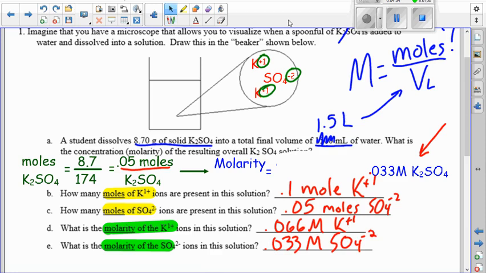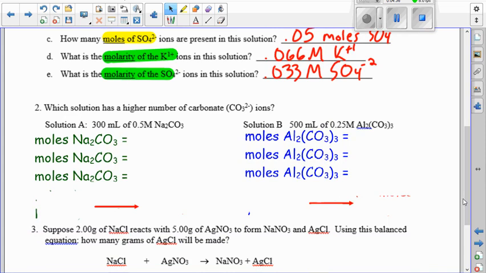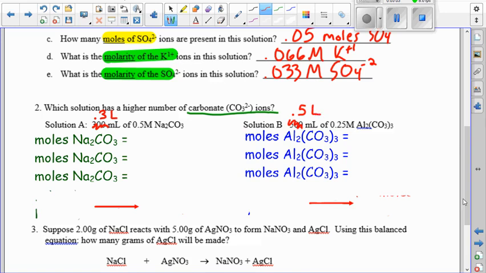Alrighty. Now if we move on a little bit here, we're going to talk about which solution has a higher number of carbonate, the CO3 minus 2 ions. So please be careful. We're talking about the total number of carbonate, CO3 minus 2, ions. So first thing we're going to do is notice those are milliliters, no thank you, 0.3 liters, 0.5 liters. Make sure future you never has a chance to accidentally use 300 or 500 in their calculations.